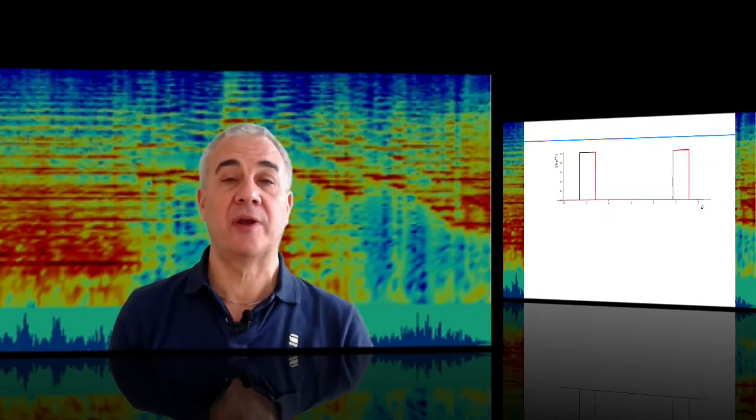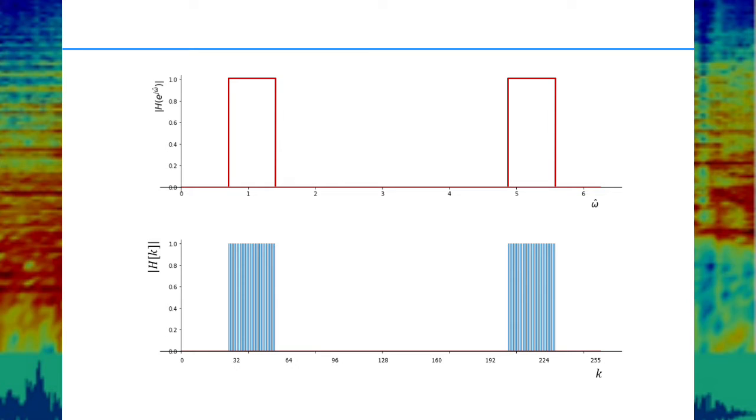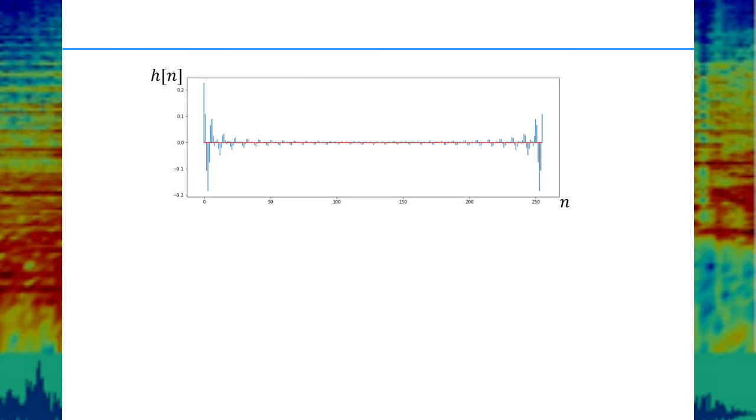Let us say we want to design a bandpass filter for frequencies between 0.7 and 1.4 radians. The magnitude of the DTFT frequency response then looks like this, and the DFT like this for the case of N is 256. The phase is more difficult to choose, so let us just start assuming zero phase everywhere. If we then carry out the inverse DFT, this is the impulse response we obtain. Two effects are worth considering.